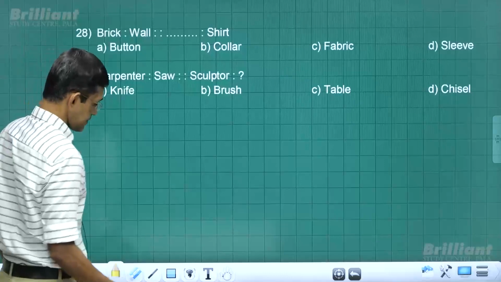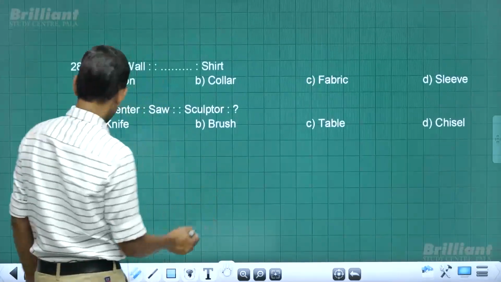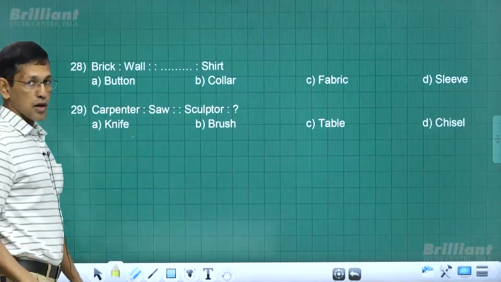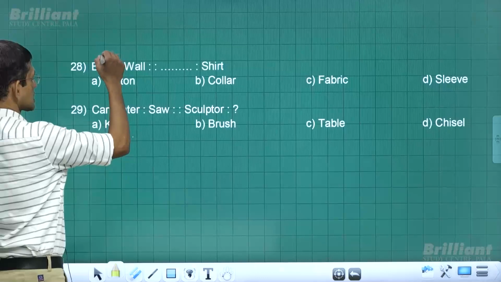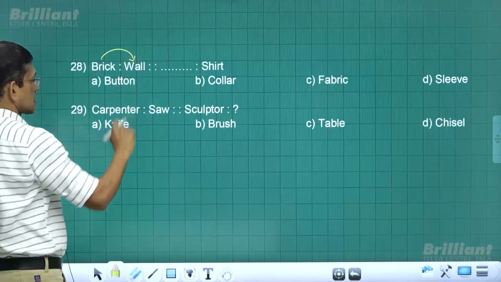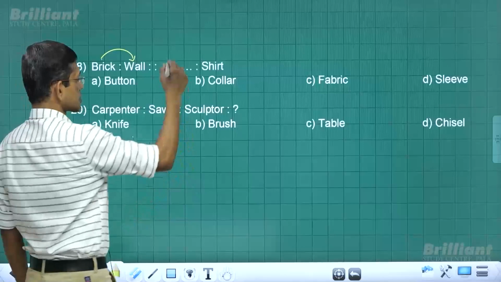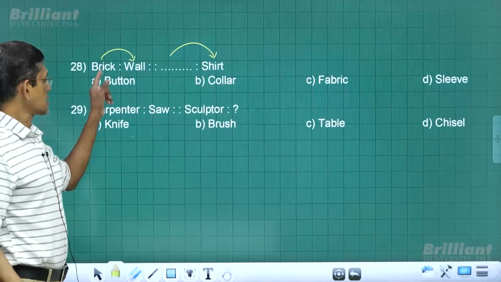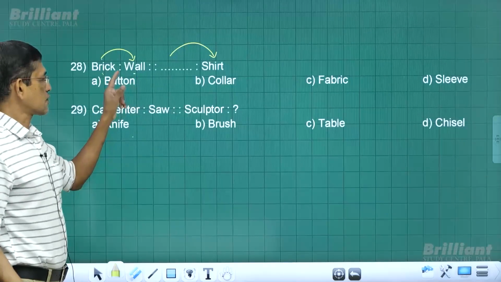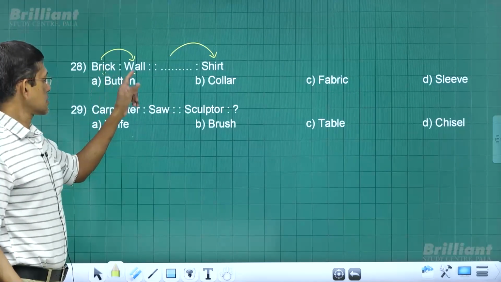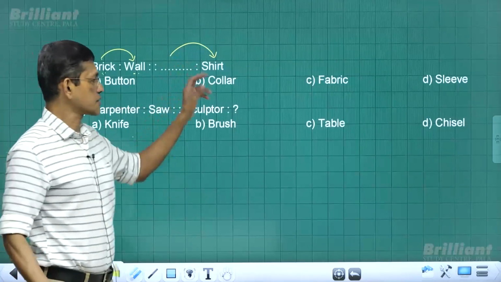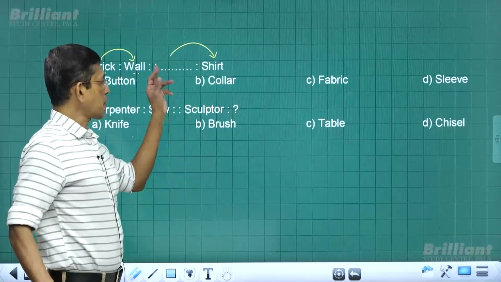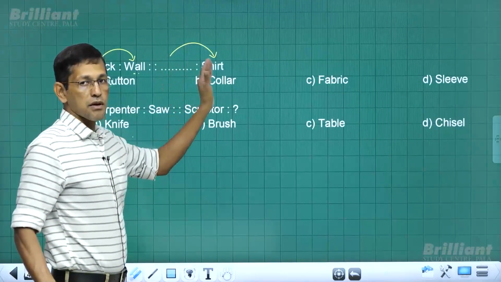Number 28. Brick is to wall. So brick and wall. What's the connection here? Brick is to wall, dash is to shirt. I think we have taken a look at this part earlier. Brick is the raw material used to build the wall. And dash is to shirt. What is shirt? I think last time we discussed clay is to pottery. Clay is used to make pottery.